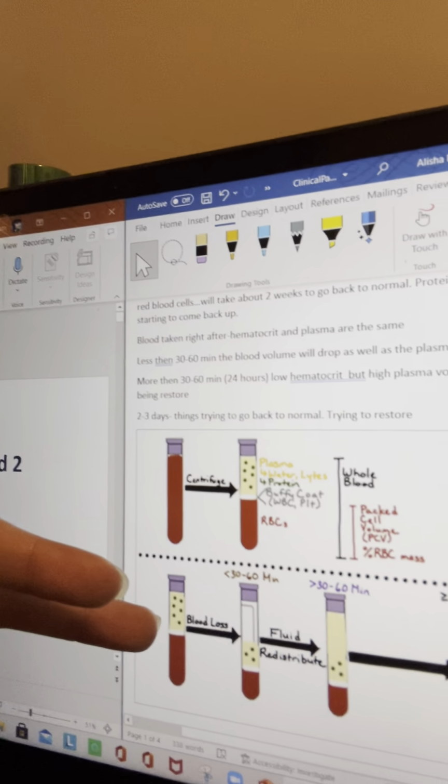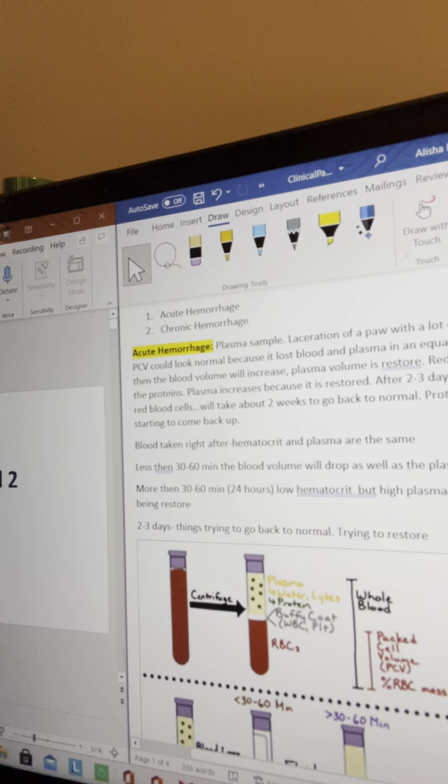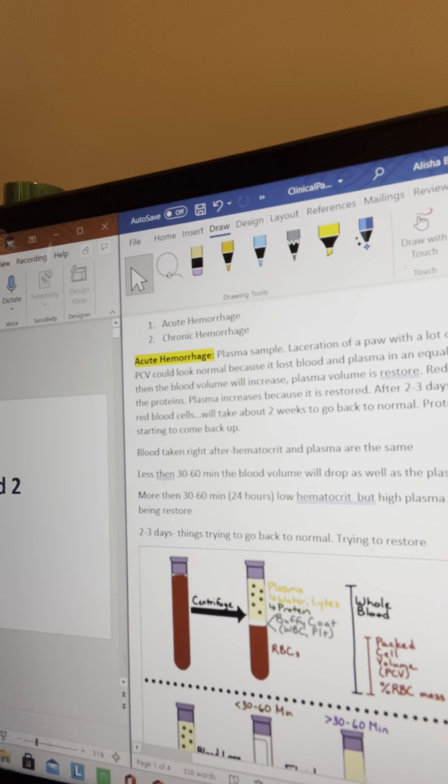The PCV could look normal because there was a loss of blood and plasma. The loss of blood and plasma came in equal proportions, so that's why we have equal proportions here when we first sampled the blood. But then if we wait 24 hours, the blood volume will increase and the plasma volume is restored. Red cell mass is still reduced, and the plasma proteins increase because it is restored.